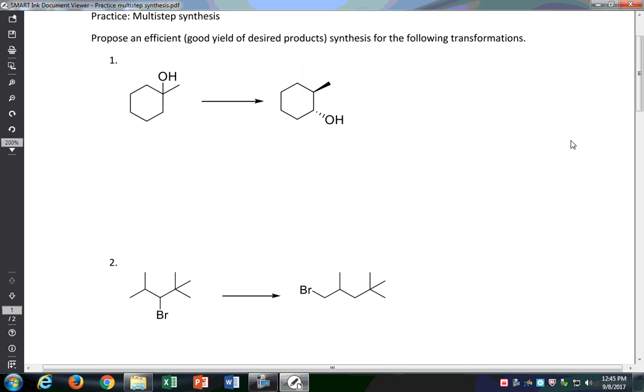For all of these, when you're looking at a synthesis problem, these are nice. You have the starting material and the product. That's not always life in the lab.